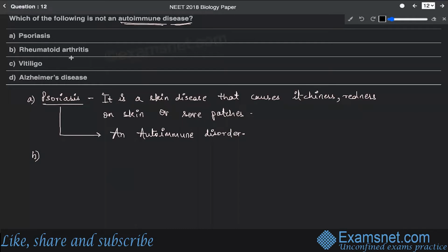Now, the second one is rheumatoid arthritis. Now, rheumatoid arthritis, if you see this category of disease, is also an example of an autoimmune disorder where the antibodies that are produced in the body act against the synovial membrane and the cartilages. So this is the case. So we can say that rheumatoid arthritis is also an autoimmune disorder.